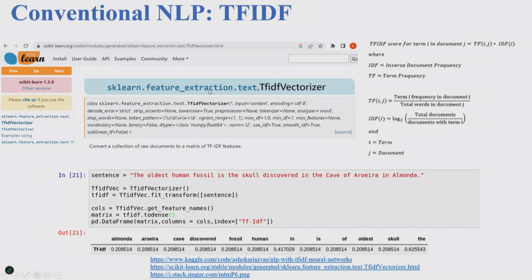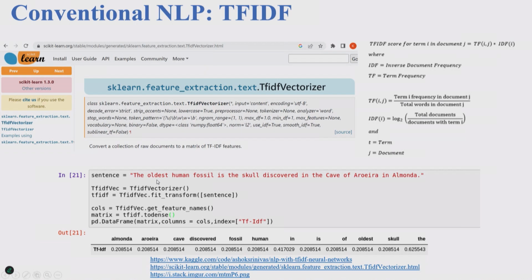So one of the methods in NLP is called TF-IDF. This is one of the earliest methodologies in natural language processing. What is TF-IDF? TF is called term frequency. Suppose the oldest human fossil is a skull discovered in the cave of Eroria in Almonda. You can count how many times the word "the" occurs. That's what term frequency is.